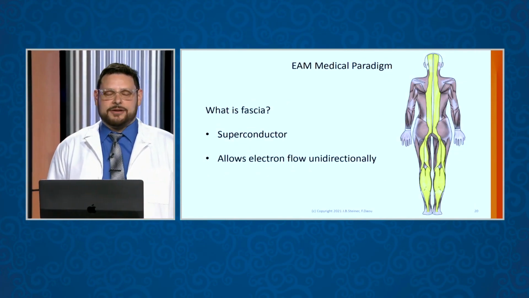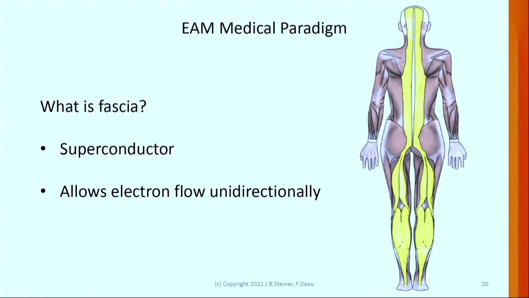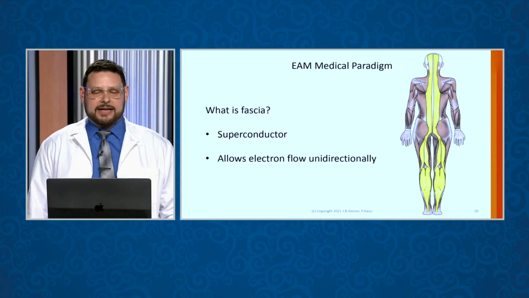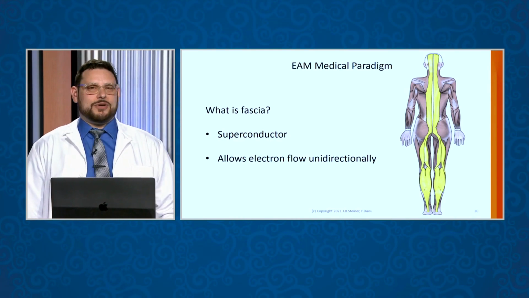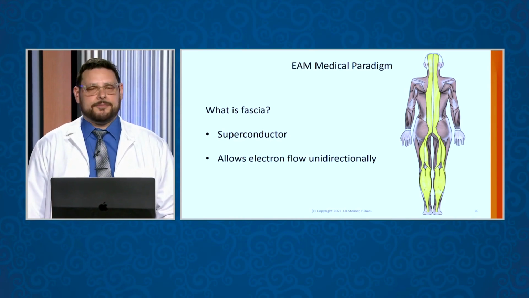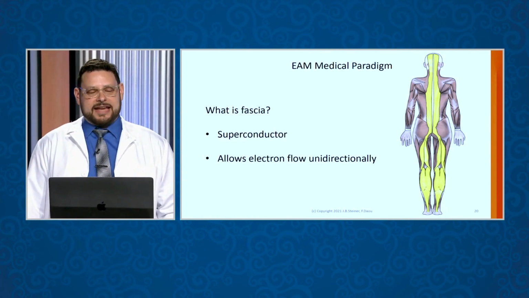So what is fascia? Fascia is considered a superconductor. It allows electrons to flow in one direction only, similar to a DC circuit. And fascia covers every single skeletal muscle in your body, and it is the most electrically conductive tissue in your entire body. Not the nervous system. It's actually the fascia.